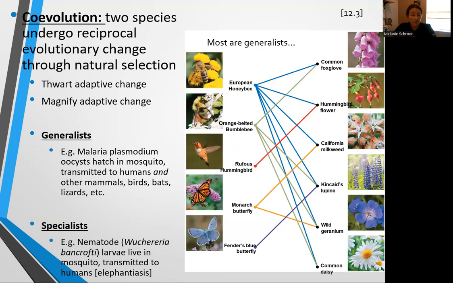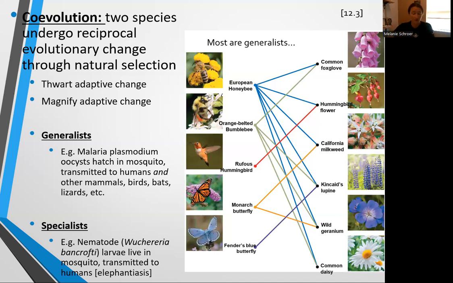Okay, so the benefit to being a generalist, of course, is that if for whatever reason, the hummingbird flower was not available, or California milkweed wasn't available, this honeybee could very easily go to another plant, and it wouldn't really be affected at all. Okay, so it can go to more different plants and have that advantage. Specialists, on the other hand, specialize on one or a small few species of plants. So they have very much co-evolved to only interact with a particular species.